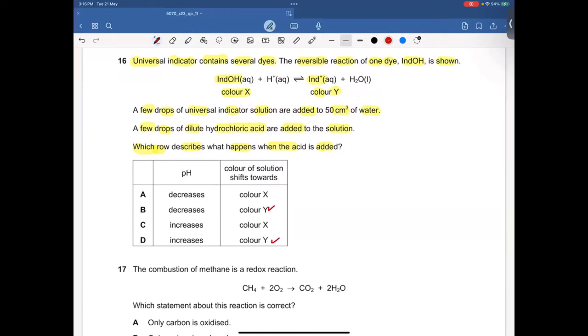And obviously, when you add HCl, which is an acid, it increases the concentration of hydrogen ion. So according to this expression, pH equals minus log base 10 of the concentration of hydrogen ion. If the concentration of hydrogen ion increases, the pH value decreases. So the pH value is going to decrease. So the right answer, from my perspective, is B. Okay.